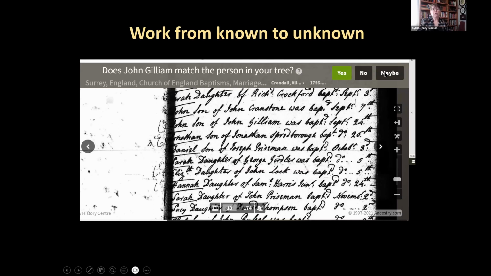So we always want to work from the known to the unknown, right? So when we talk about the known, that's what's proven. We want to discover other records within that.